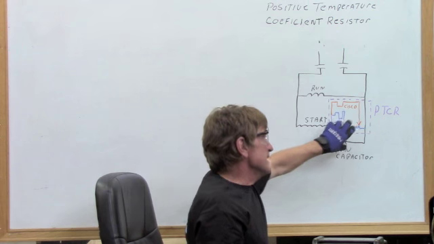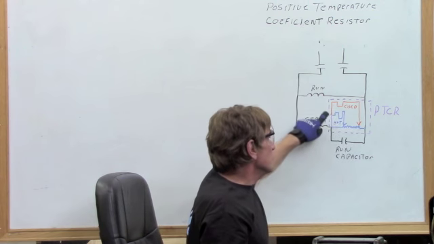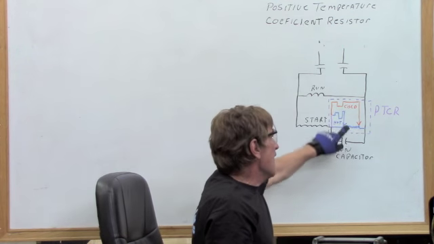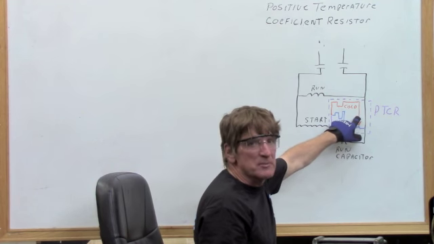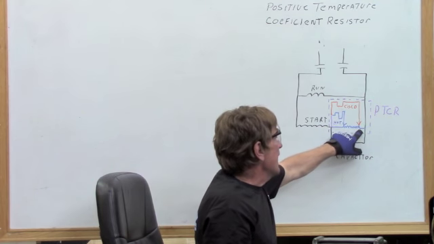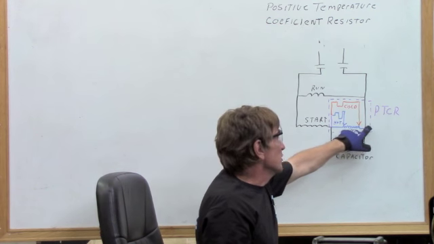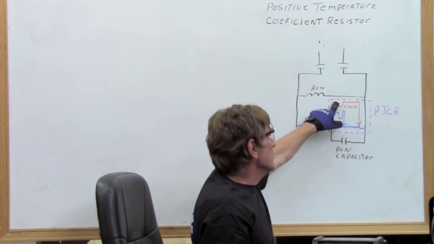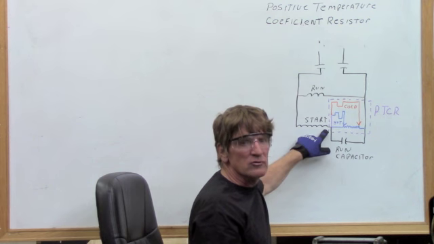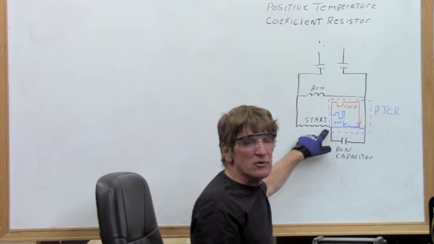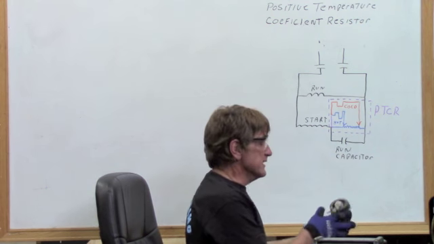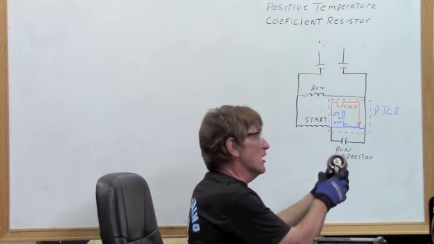When this PTC, which we have here, is cold, I'm going to have very low resistance between what is, for all intents and purposes, the wiper and here, which the current will pass through here, and apply a lot of current to that start winding. It's very similar to this potentiometer.